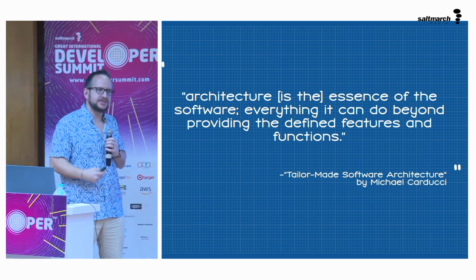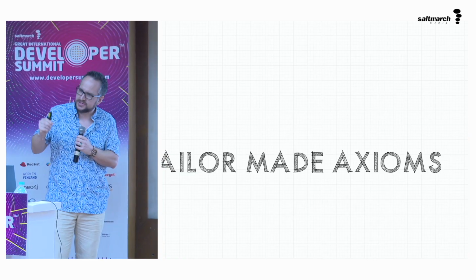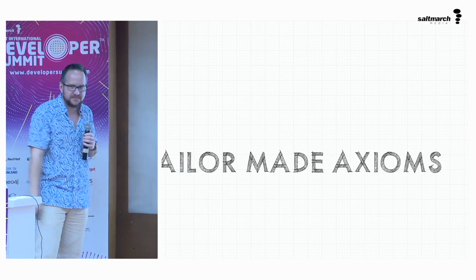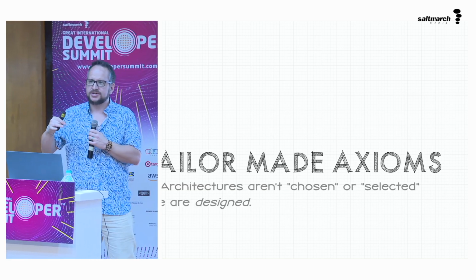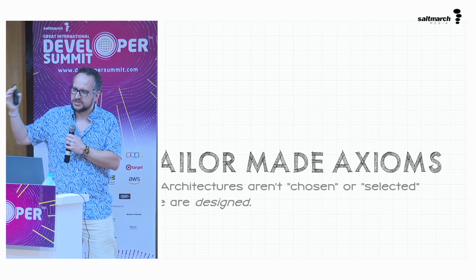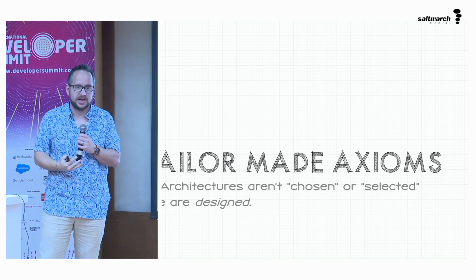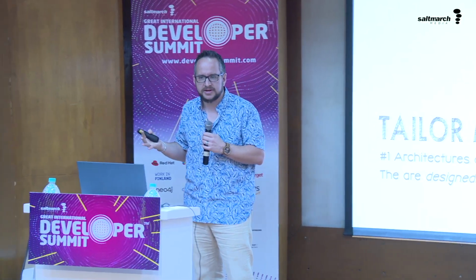So as I started putting these ideas together into this model, I started with this axiom, this truth that we hold to be self-evident: that architectures aren't chosen, they are designed. All architectures are a result of choices. Now, if we choose to ignore the design process, we still get an architecture. We just get what we call an accidental architecture.